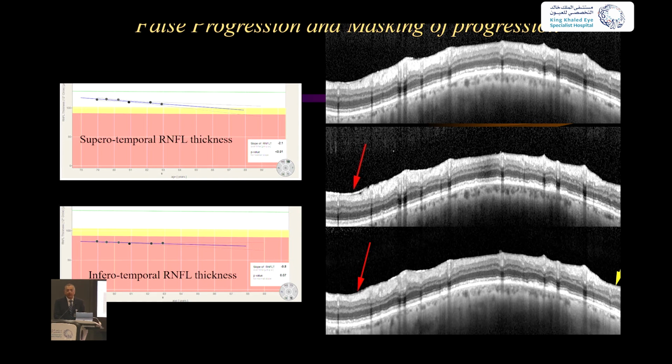This is an example of an eye that had both false progression and masking of progression. What you can see here, you can see this red arrow showing you that the epiretinal membrane got lifted off, and therefore the nerve fiber layer became thinner. So it is a false progression. Whereas here, you can see the thickness actually decrease, but the graph did not show any real change.